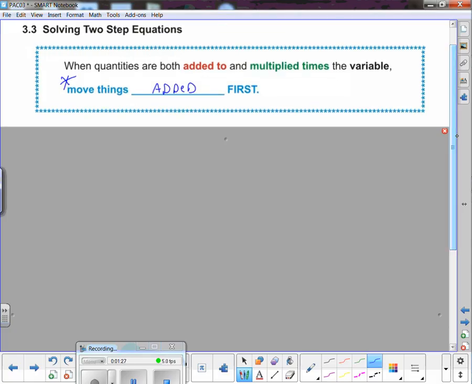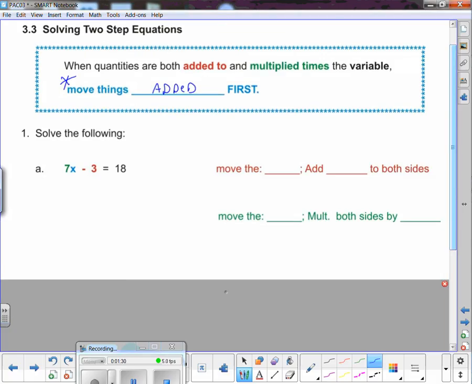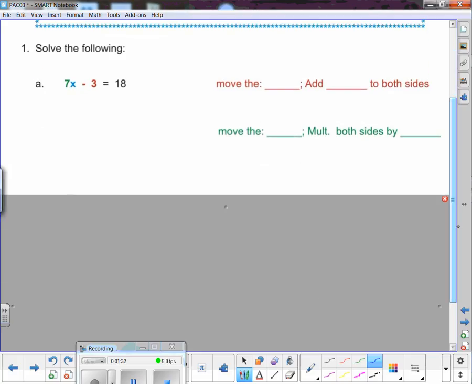All right? So let's go ahead and take a look at some situations. If you look at the first equation, the negative 3 is added to the variable, right? It's on the same side as the x. And the 7 is multiplied times the variable. We have to move two things, the 7 multiplied times the variable, and the negative 3 added to the variable. We want to move the negative 3 first.